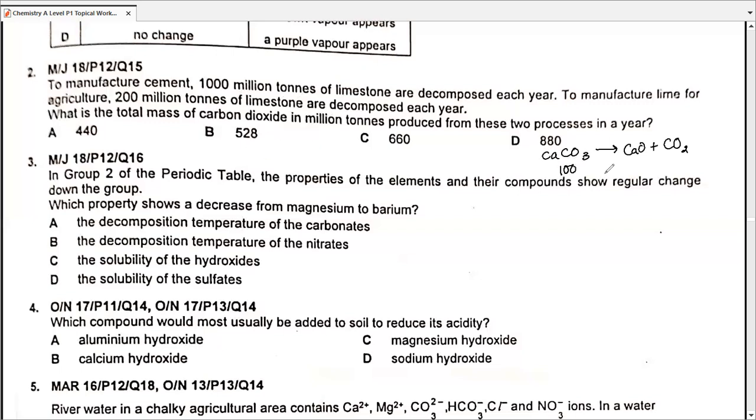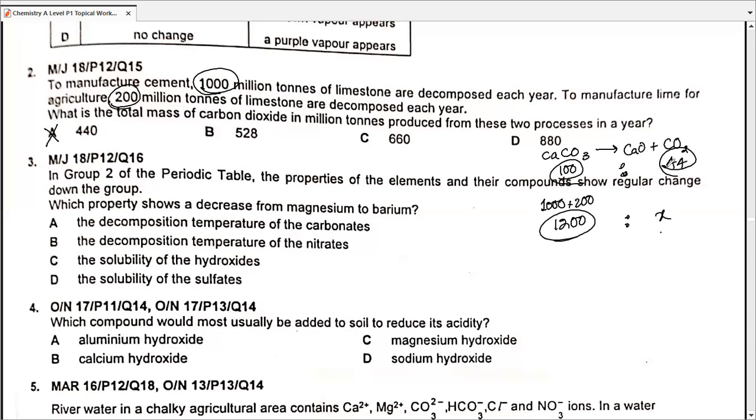Now the Mr for this one is 100 and this one is 44, right? And how many million tons do we have? This one and this one is 1000 plus 200, so that's 1200, right? So if it's 44, it's 1200 ratio x. And before you pick up the calculator, if it was just 1000, as per 44, it has to be 440. So it can't be 440 since it's 1200 and not 1000.